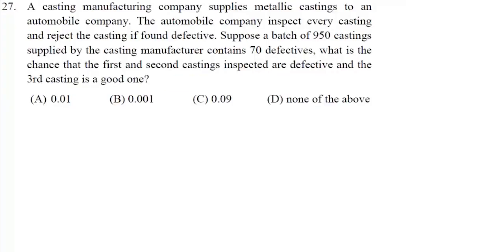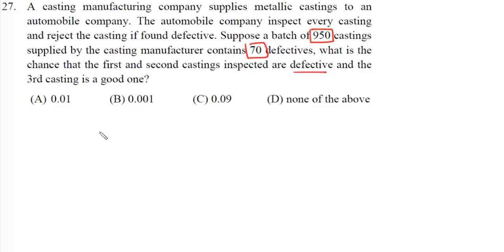Now here the question is, a casting manufacturing company supplies metallic casting to an automobile company. The automobile company inspects every casting and rejects the casting if found defective. Now suppose a batch of 940 castings is supplied by the manufacturer containing 70 defective. What is the chance that the first and second castings inspected are defective and the third is good?